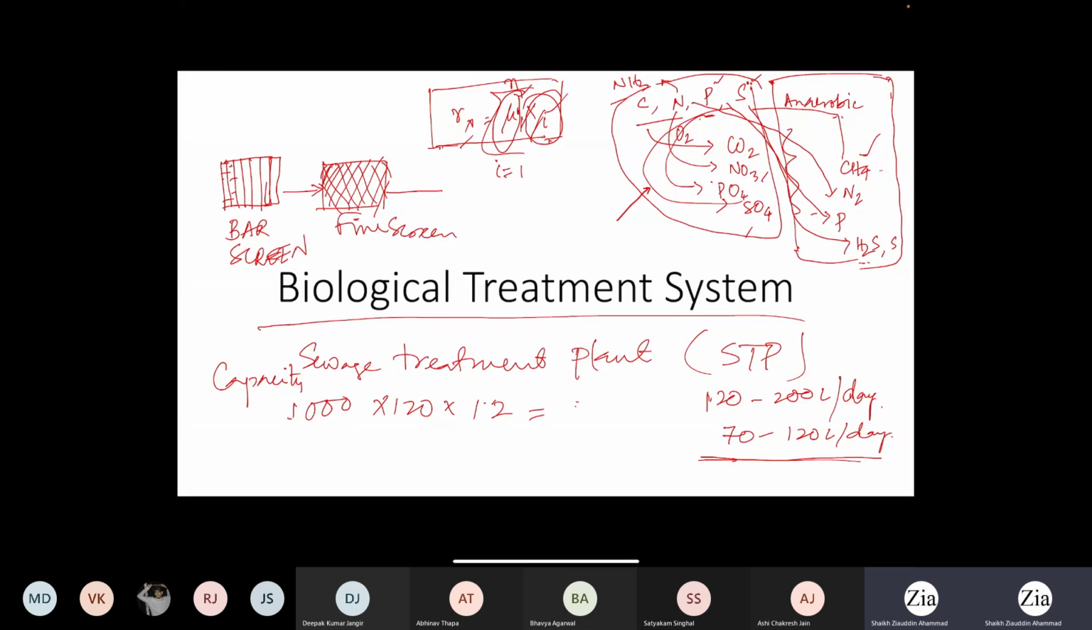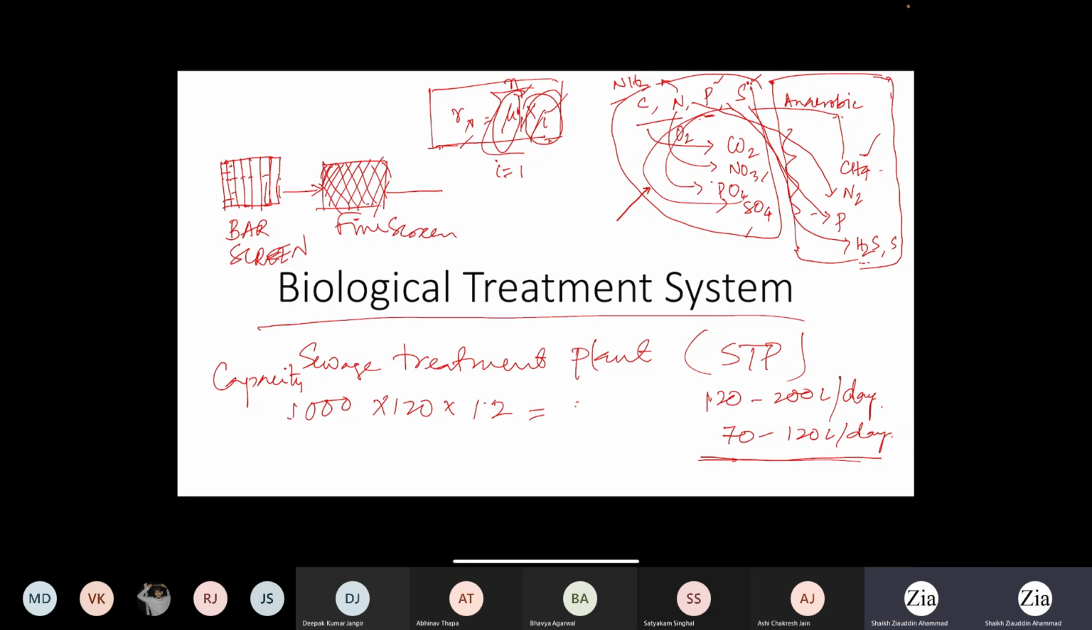And all these processes are automatic. Means you have some scraper in front of the screen. So whenever the screen gets blocked, means 80% of the screen gets blocked by the material, a mechanical scraper will just remove all the debris, and then using a conveyor belt, you will just collect them in a separate chamber. Same thing happens with fine screen also.